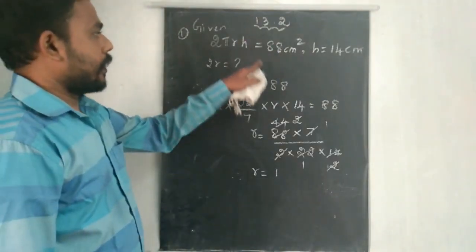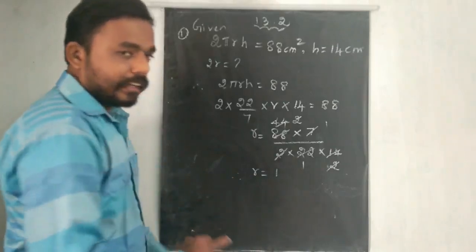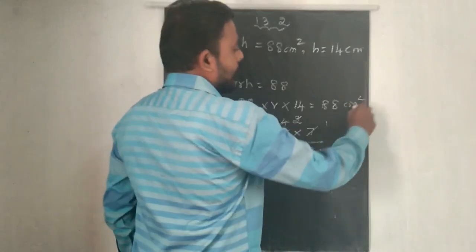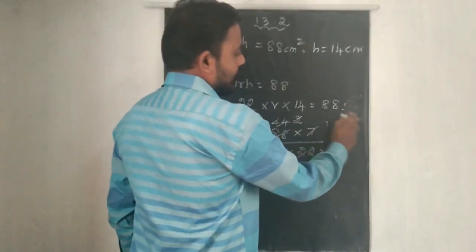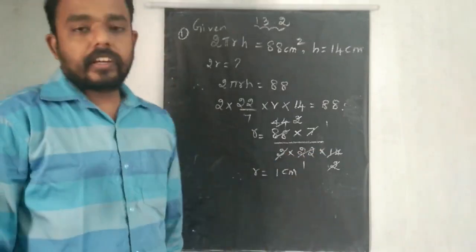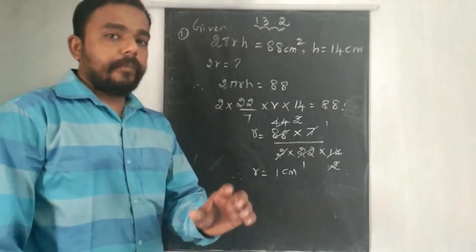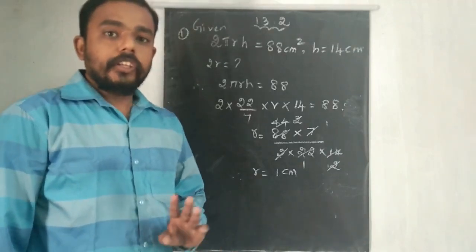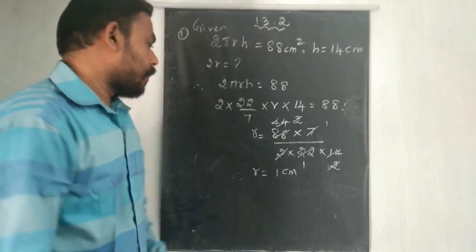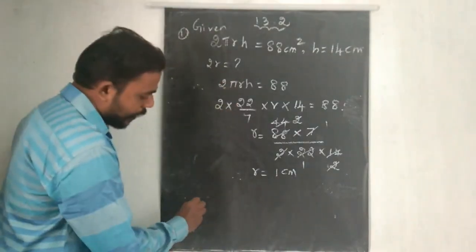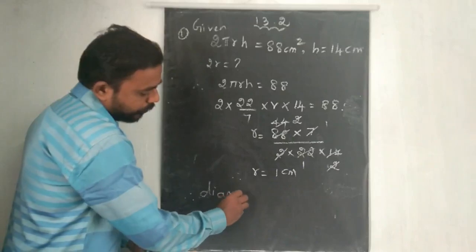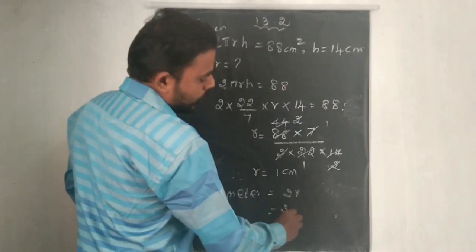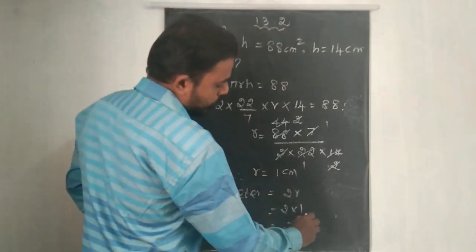Here centimeter squared, and r is a length, so it's centimeter, because we are going to divide centimeter squared by centimeter. That's the meaning here. Just remember: area means unit square, length means unit, volume means unit power 3. Now the question is 2r. Therefore diameter equal to 2r, that is 2 into 1, that is 2 centimeter.